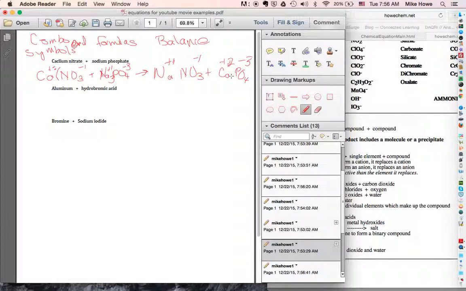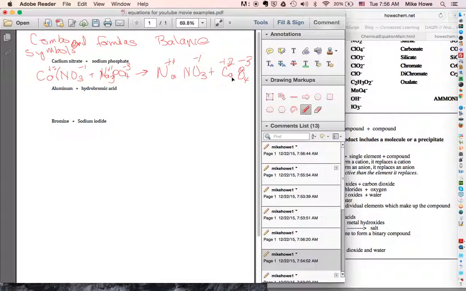So we have to look for a common multiple. We'd put a 3 down here. Oops. So a 3. And put a parentheses around the phosphate and a 2 outside the parenthesis. So now we have our formulas written correctly. Next step is to balance.